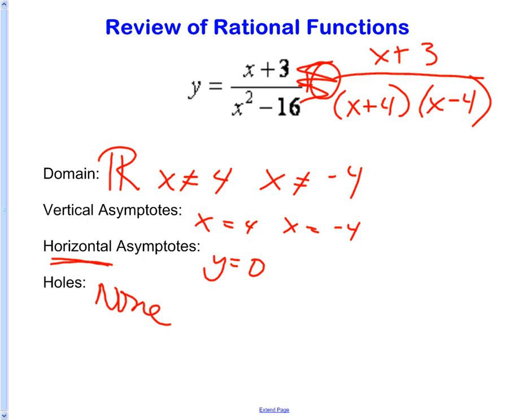That the domain has nothing to do with the top. The domain is only about the bottom. Because the top, we don't care if that gets to be 0, but if the bottom is 0, you end up with a 0 in the denominator, which makes the whole Earth implode. Anything else? Okay.